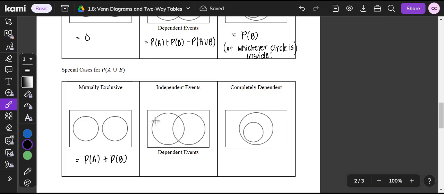Okay, now for A or B in independent and dependent events, it's actually the exact same thing. So this would be probability of A plus probability of B minus the intersect. The only difference is that when we're talking about independent events, remember now that last part, A intersect B is equal to A times B.